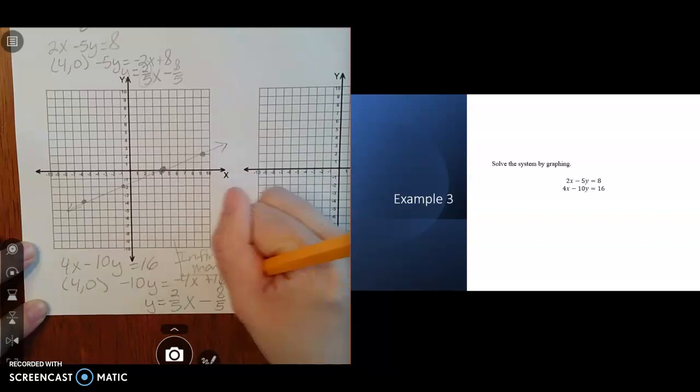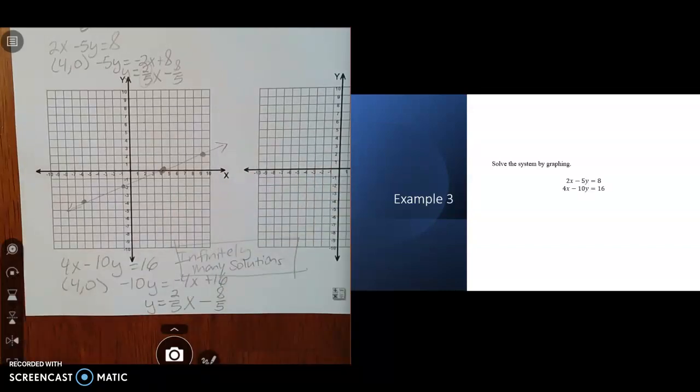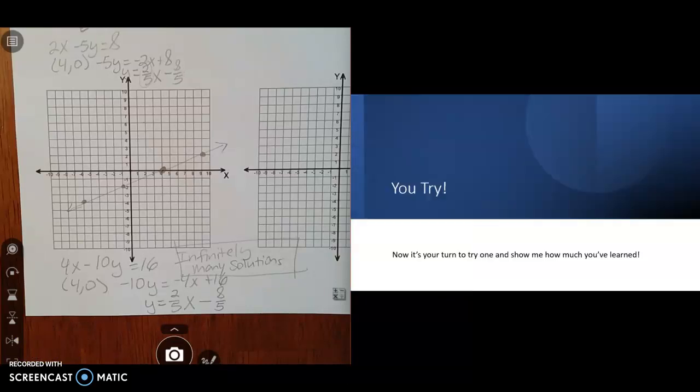Okay? So that's what it looks like to solve by graphing, and this is what those special cases look like. And so obviously there's some limitations to doing graphing, but I think overall it's worth doing. It's a good visualization. So now it's your all's turn. You get to try one and show me how much you've learned.